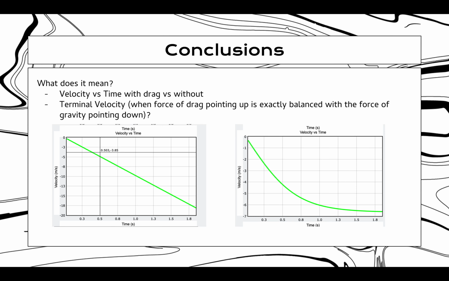We can conclude this lab by asking some further questions. Looking at the velocity versus time graph of the two models to see which predicts a terminal velocity, which is when the force of drag pointing up is exactly balanced with the force of gravity pointing down, meaning that the net force is 0 and velocity is constant. The graph shown on the left is the model without drag, and the one on the right is the model with drag. From these graphs, we can see that velocity versus time for the model including drag starts approaching a constant value as time goes on, meaning that it's reaching terminal velocity.